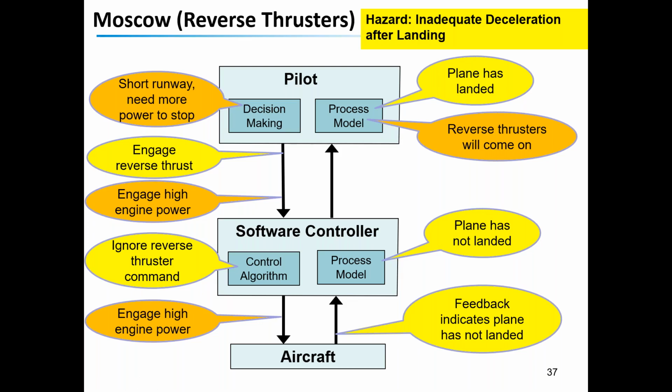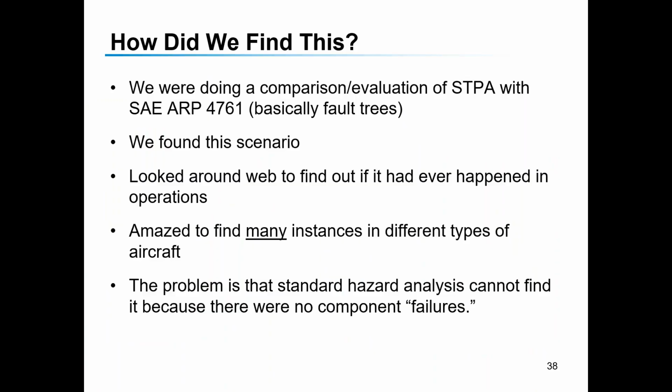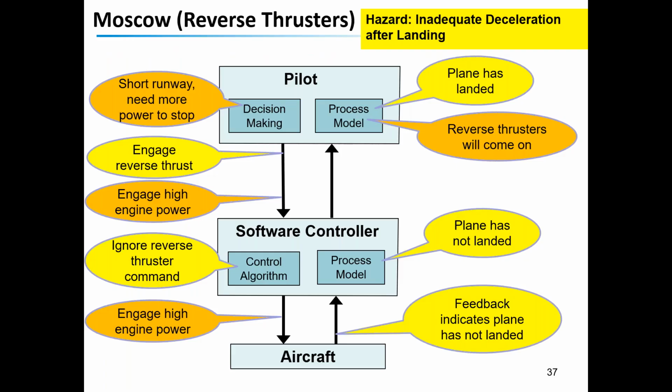And you could say, oh, well, this is just hindsight. This is after the fact. No, actually, we've had this before. We were doing a comparison or evaluation of STPA with SAE ARP 4761, which is the way commercial aircraft, Part 25 aircraft, are certified today. And basically, it uses fault trees and probabilistic risk assessment. Now, as we were doing this comparison, of course, it can't find this kind of problem because nothing failed here. All the components work the way they were supposed to.